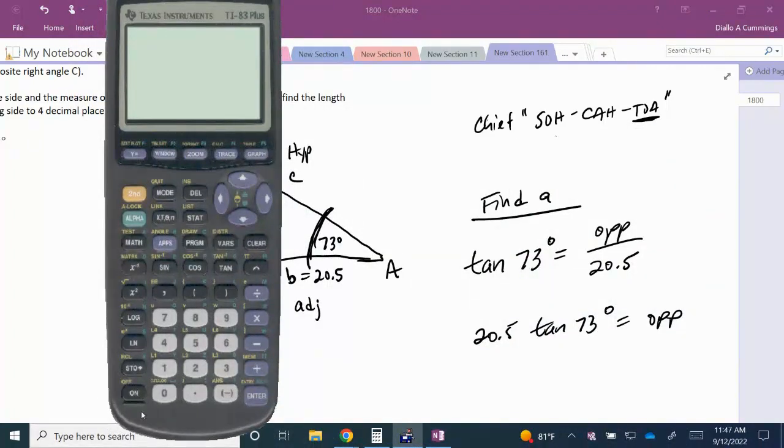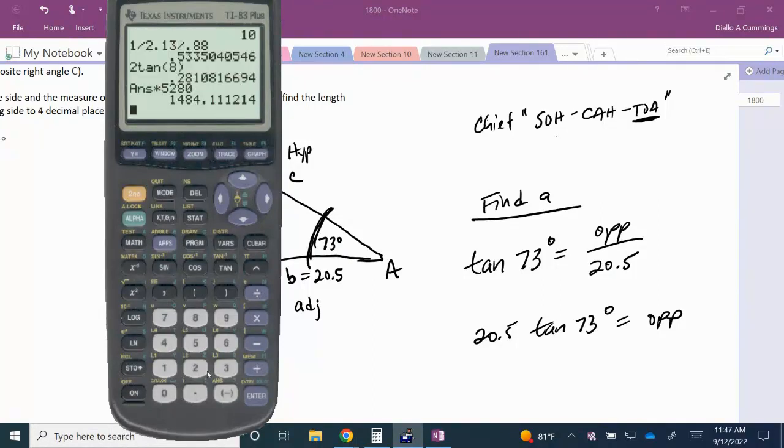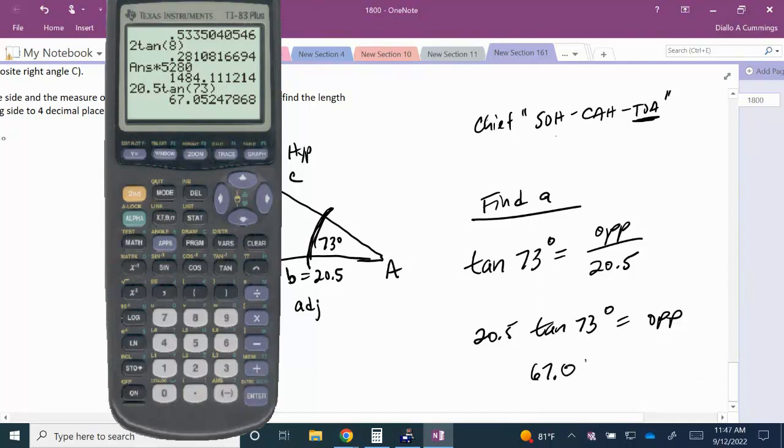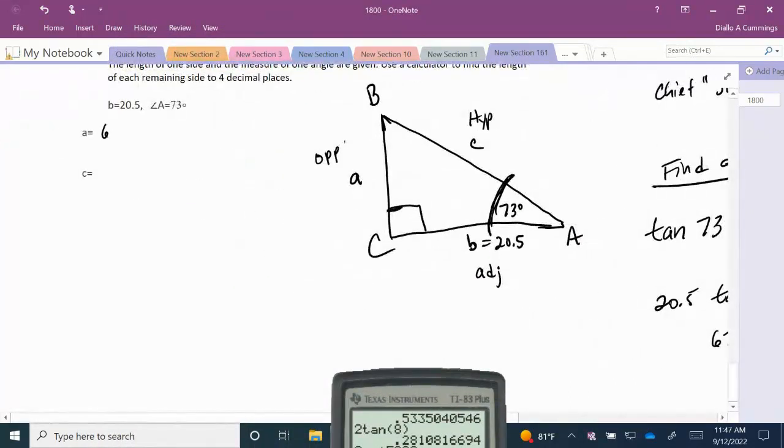Since I'm given a degree measure, I want to just reassure myself that I'm in the degree mode. So we have 20.5 times the tangent of 73, which is 67.05. So we have A, which is 67.05. And now we're asked to find C.